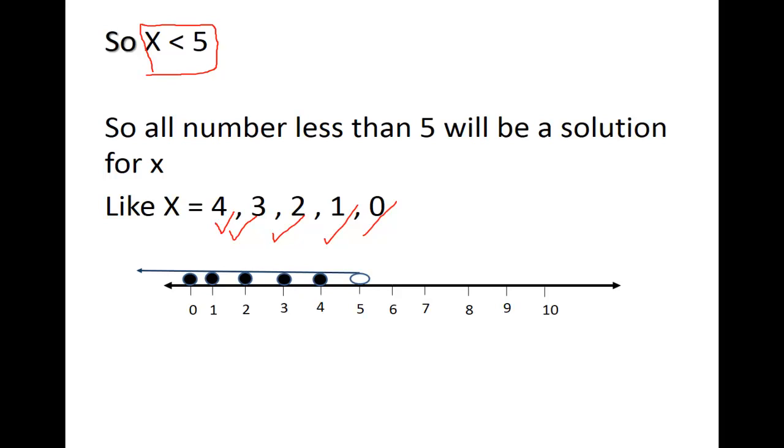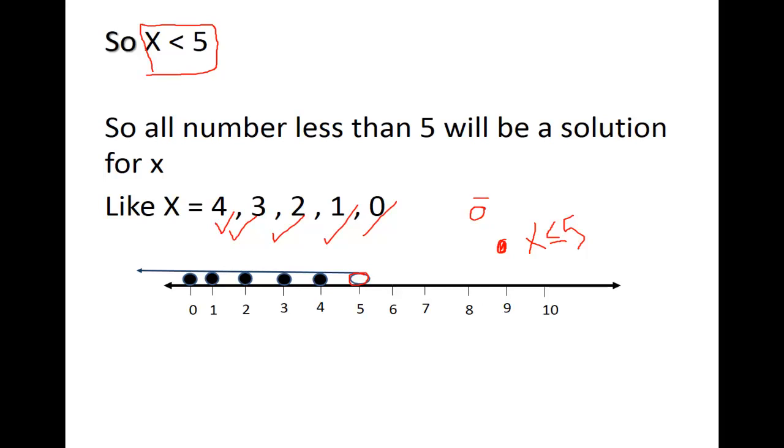For x less than 5, we're gonna make a circle at 5, but the circle is empty from inside, so it's an open circle. If we close the circle, it means x less than or equal to 5. It means we have 5 as a solution.